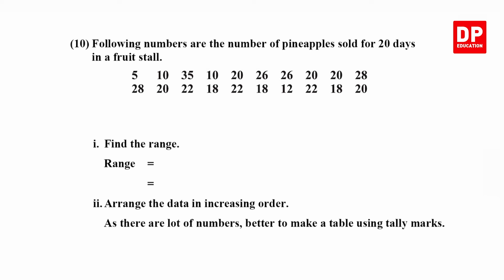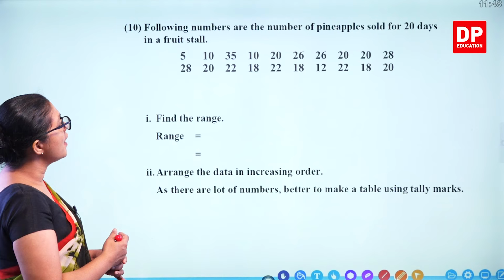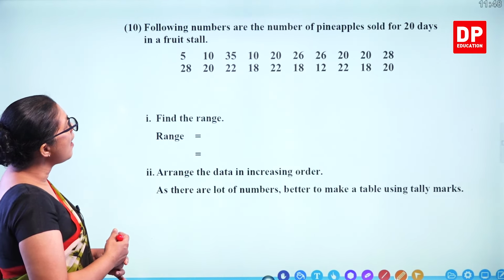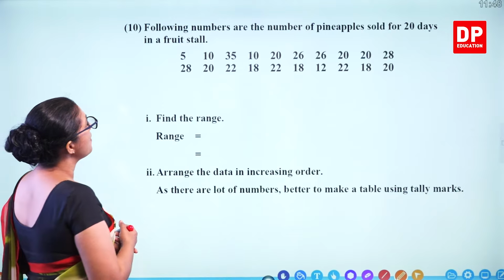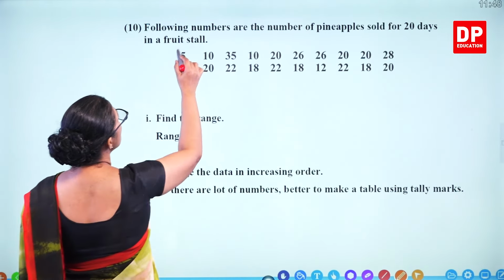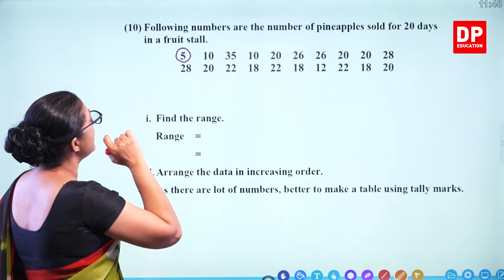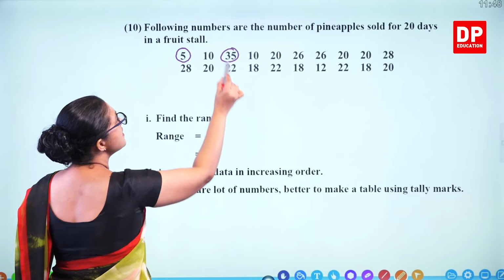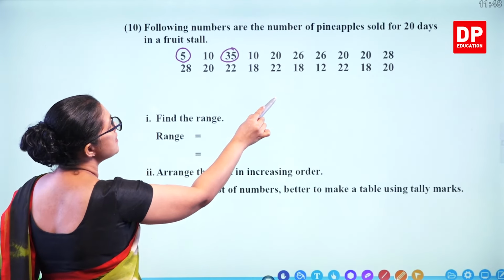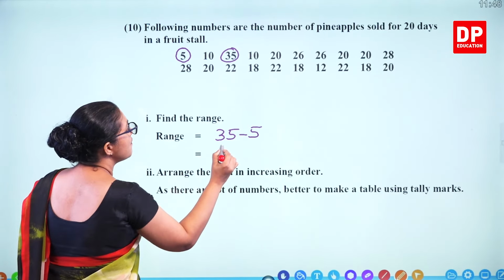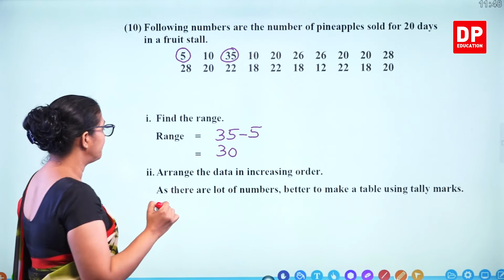Following numbers are the number of pineapples sold for 20 days in a fruit stall. Find the range. You have to find out the lowest and the highest. 5 is the lowest number. Highest one? 28. No, 35 we'll say. 35 is the highest. So what's the range? 35 minus 5, that's 30.